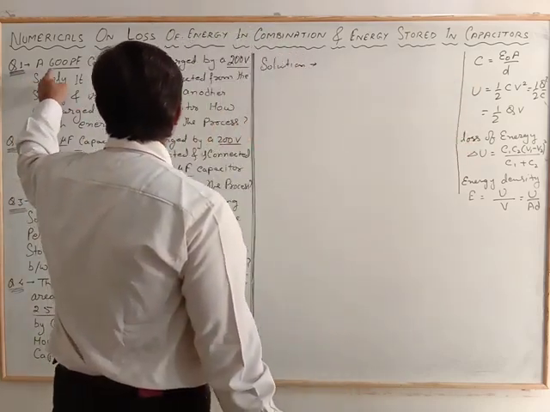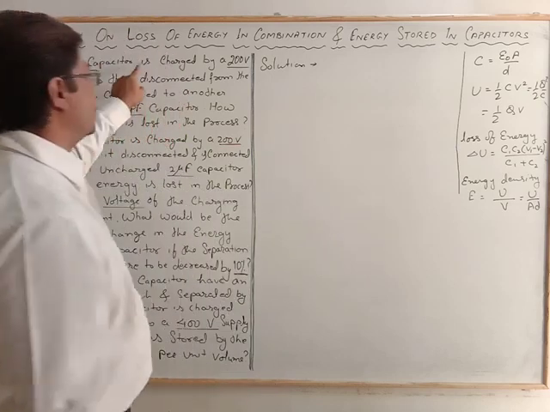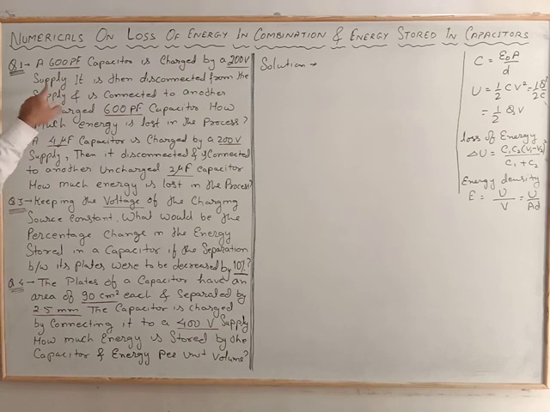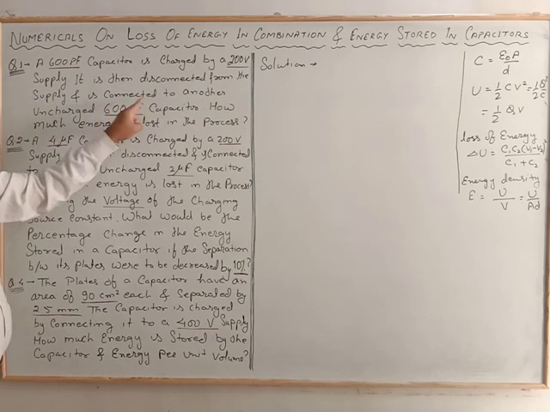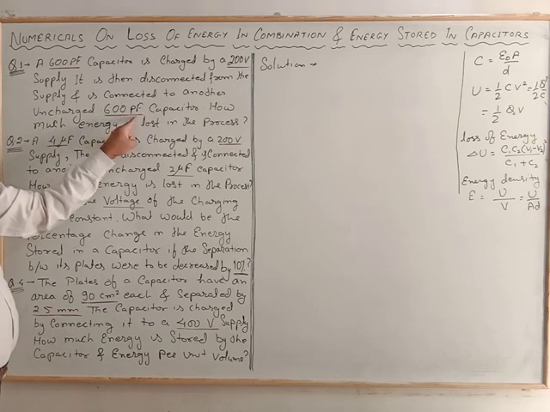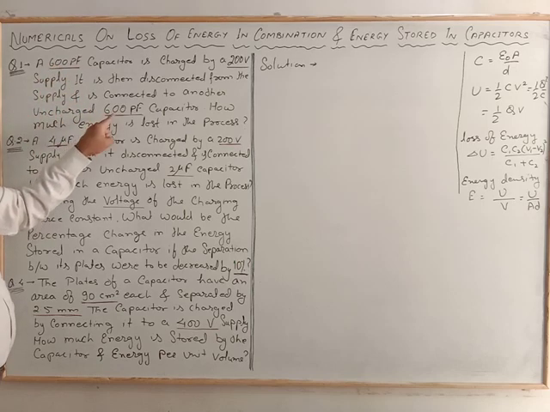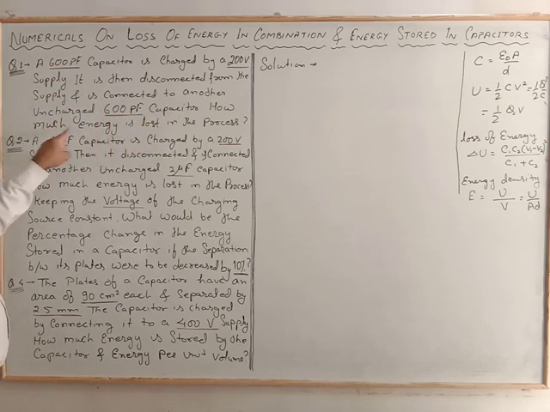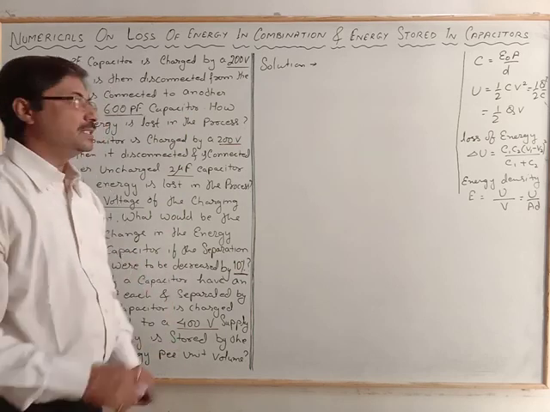Now the first problem is: a 600 picofarad capacitor is charged by a 200 volt supply. It is then disconnected from the supply and is connected to another uncharged capacitor of 600 picofarad. Both the capacitors have the same capacitance. How much energy is lost in this process? In the combination, how much energy is lost?